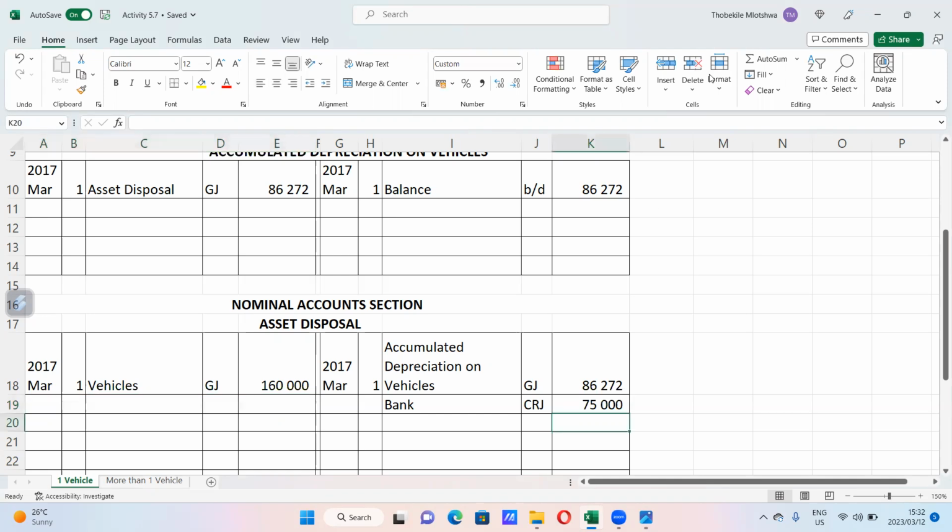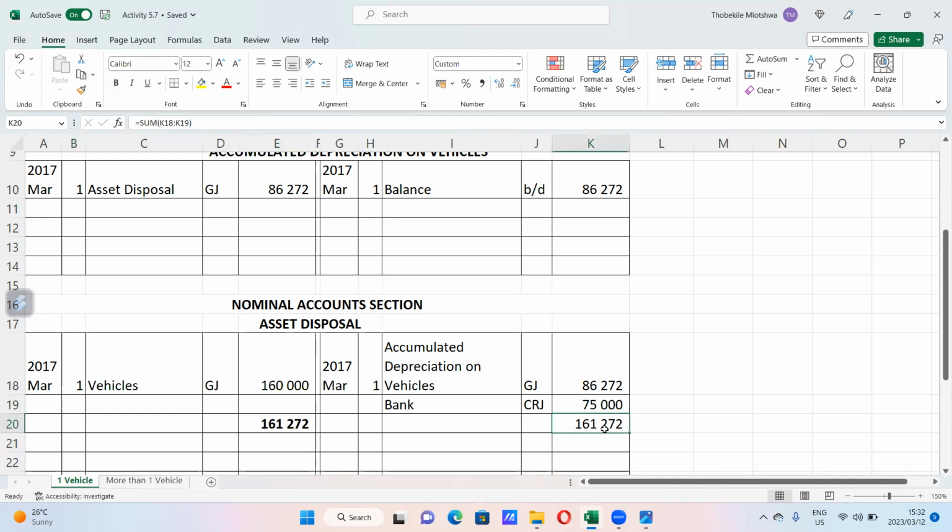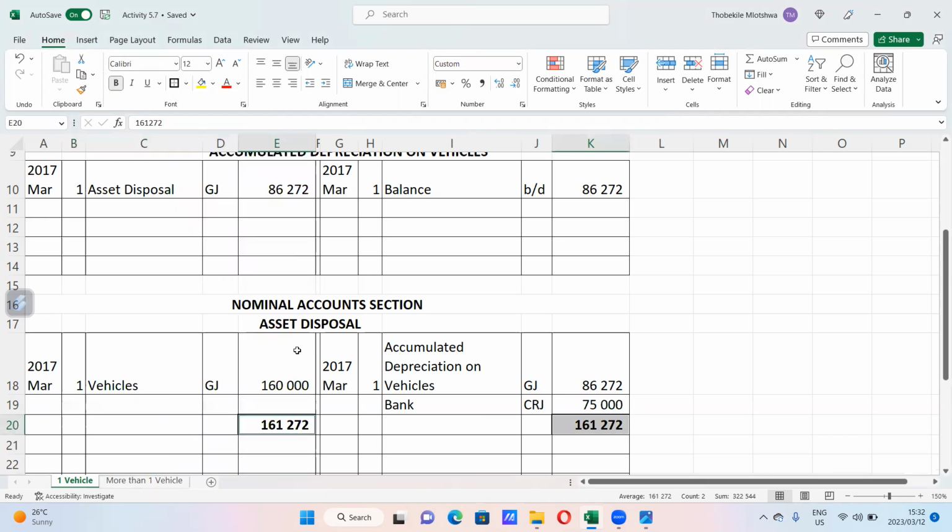I'm going to write the same amount on both sides like we always do, 161,272, because that's now the balancing, but the balancing of this one is slightly different. So please concentrate. Instead of saying balance brought down, let's find the difference, which is 161,272 minus 160,000, you get 1,272. When you add this side as well, you should get the same amount.